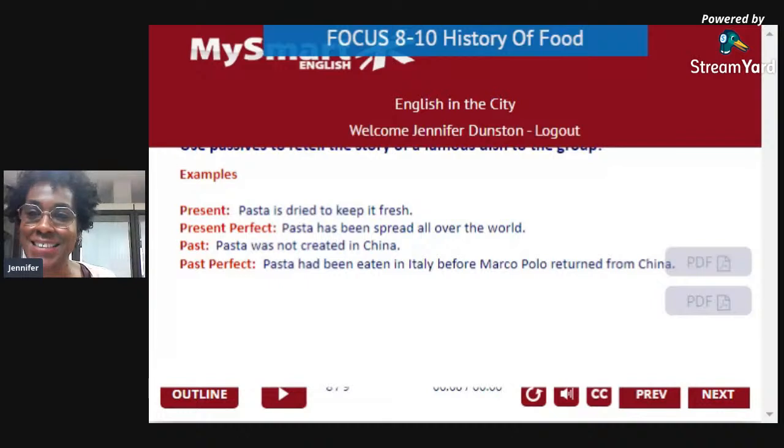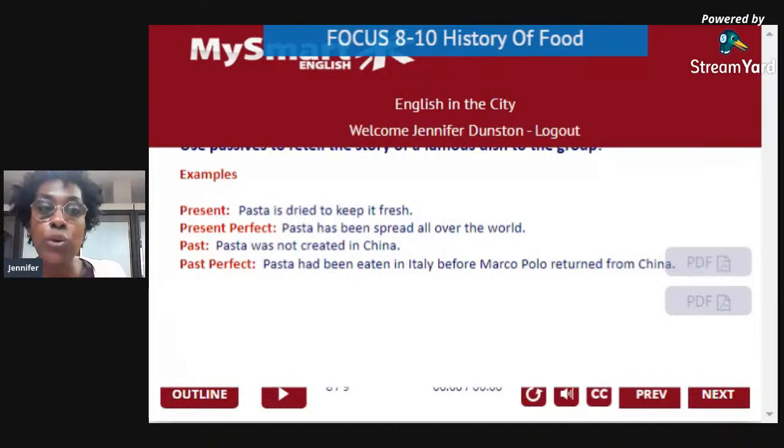Okay, can anyone tell me the tense that we've used in the last sentence that Elena and Giacomo have shared with us? Hamburgers were brought to America by German sailors. Is it present? Is it future? Is it present perfect? What do you think? Because we know that in order to make a passive sentence, we have our verb to be plus the participle. Past passive, excellent. Hamburgers were brought to America by German sailors.